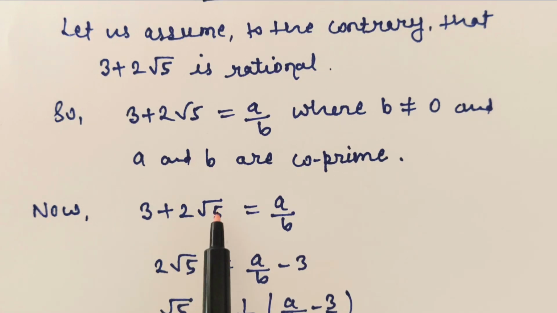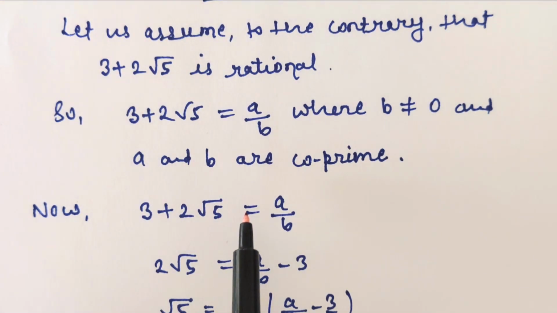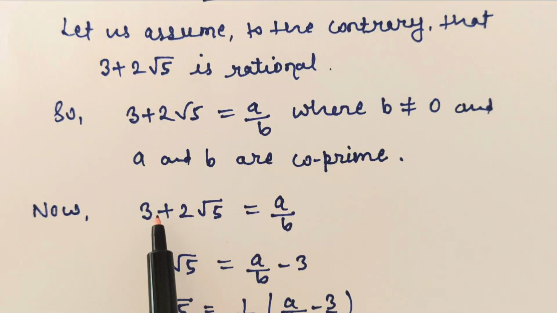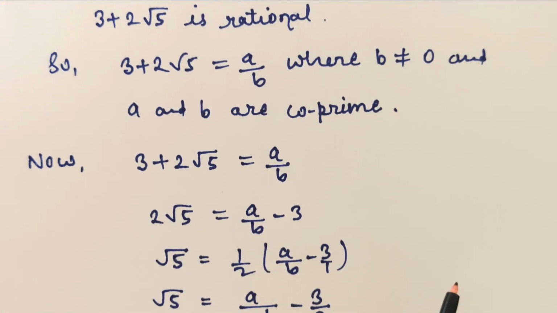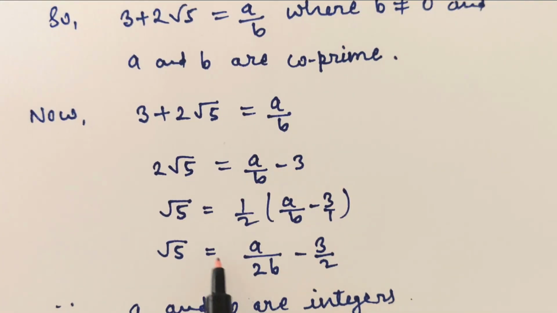We can make the separation of rationals and irrationals on both sides. Here 3 is rational and A by B is rational, so they must be kept on one side, and 2 root 5 is irrational, so it must be kept on the other side. Here 2 takes the form of division, so 1 by 2 into A by B minus 3 by 1 is again a rational number. So finally we have root 5 equals A by 2B minus 3 by 2.